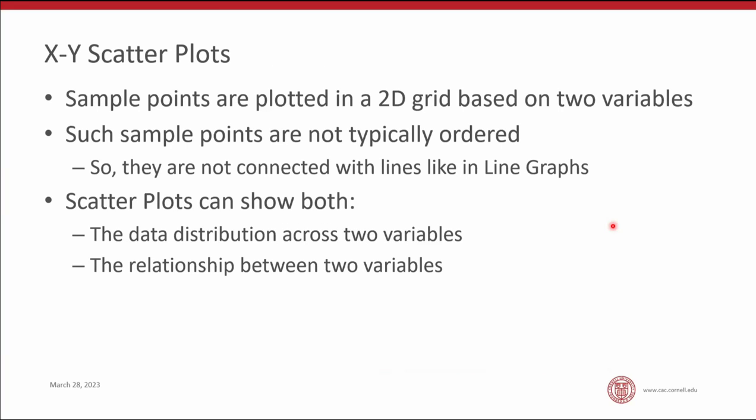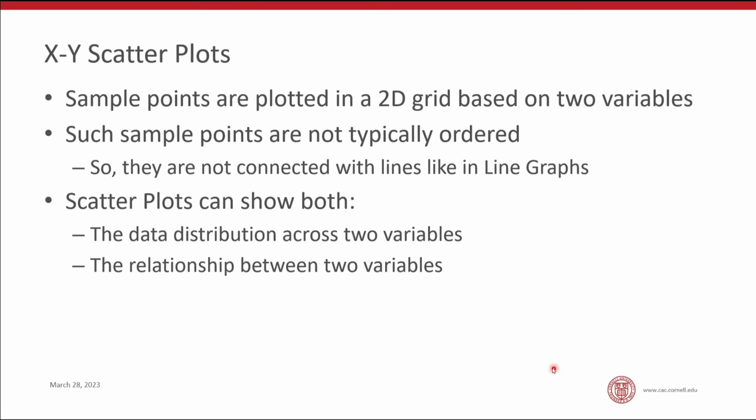Okay, XY scatter plots. Scatter plots are where you take every sample point, and it's got two variables in it that you want to use for the x-axis and the y-axis, and those variables determine the position of the point in the chart. And you don't want to connect these points together with lines, because this is not a line graph. There's no continuity. Each sample is isolated, separate. Scatter plots can be used to show both distributions and relationships.